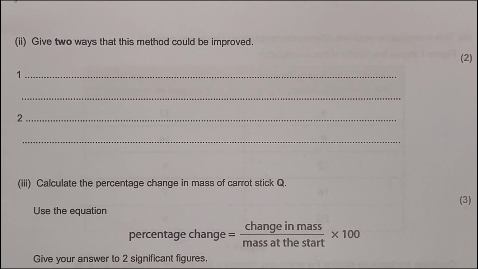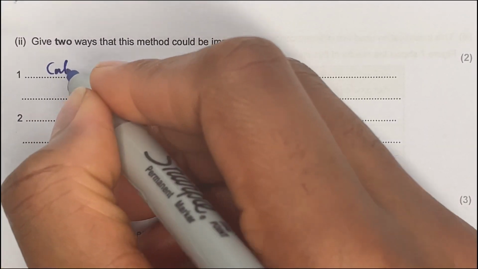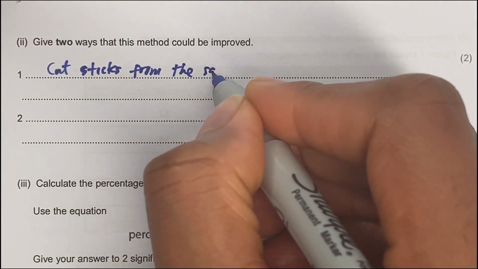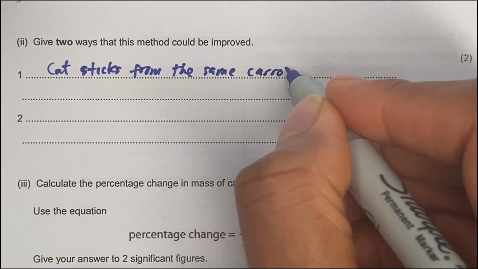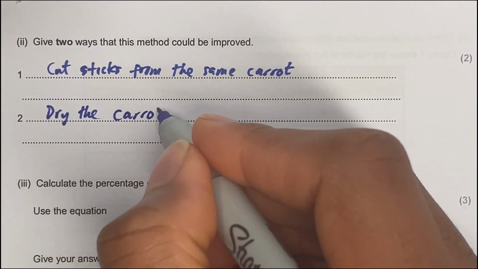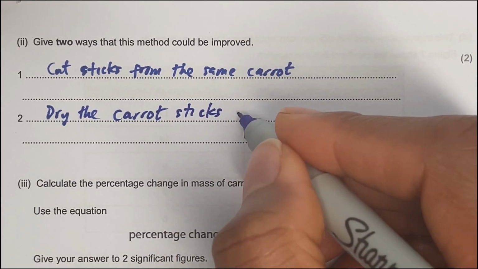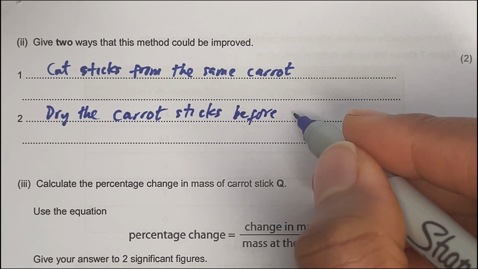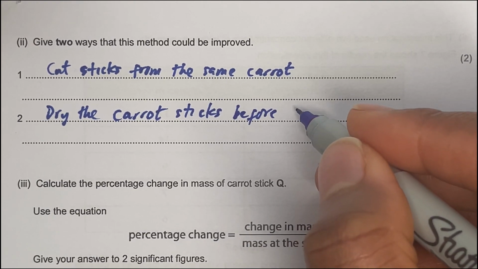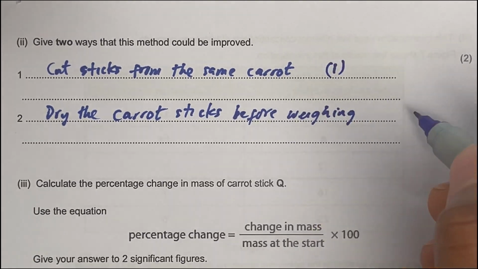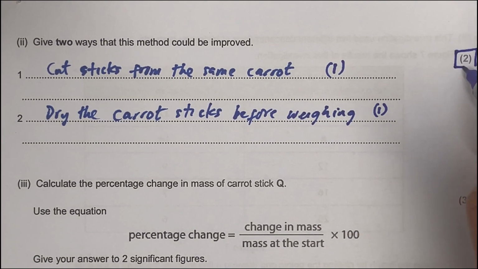Give 2 ways that this method could be improved. So instead of the student just choosing random 3 carrot sticks, the student could cut sticks from the same carrot. Secondly, the student could dry the carrot sticks before weighing them, because if you don't dry the carrot sticks before weighing, that result of mass will be wrong, as there will be water on the carrot sticks. So 1 mark for this, 1 mark for that, and that will give me my complete 2 marks.